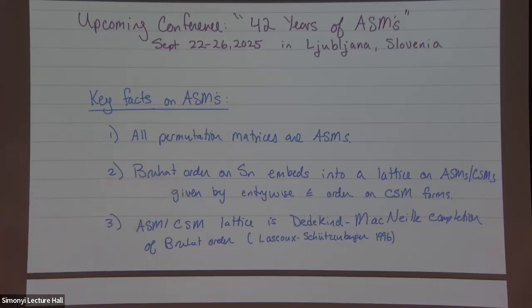And this lattice is the Dedekind-MacNeille completion of Bruhat order, so the smallest possible lattice containing Bruhat order. That's a result of Lascoux and Schützenberger. So those are some of the key pieces that we're using.